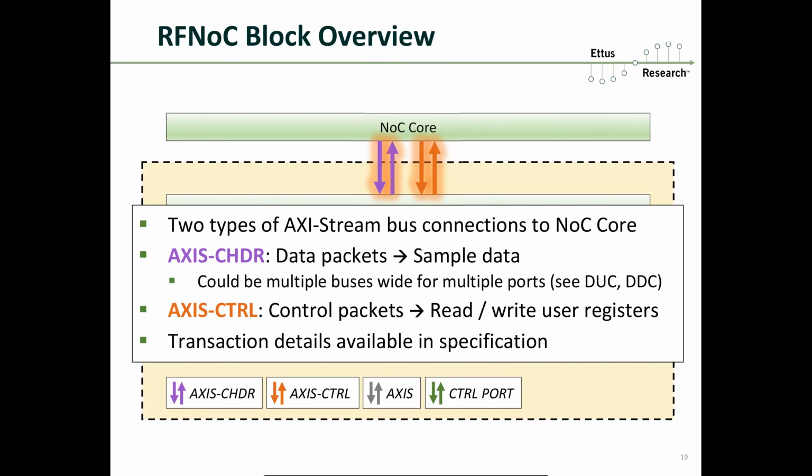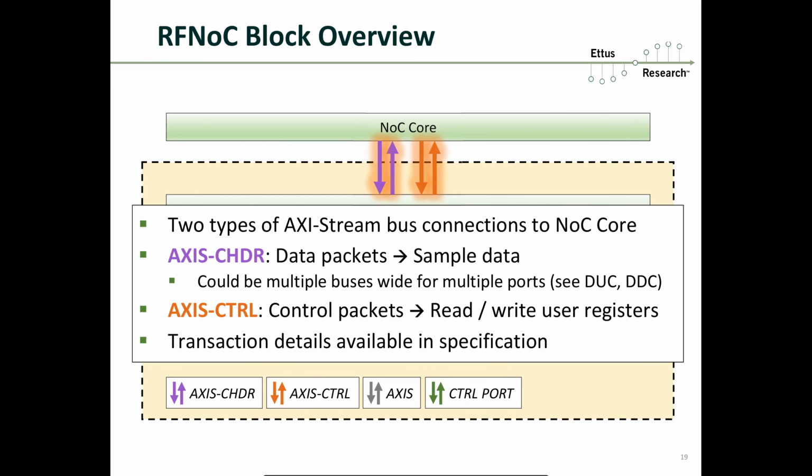So now that we've covered the NoC core, let's move on back to the RFNoC block itself and start going through it piece by piece. Between the NoC core and the NoC shell, which is covered by the text here, there are two types of AXI stream bus connections. One's in purple, called AXI-Stream CHDR, and then there's AXI-Stream control.